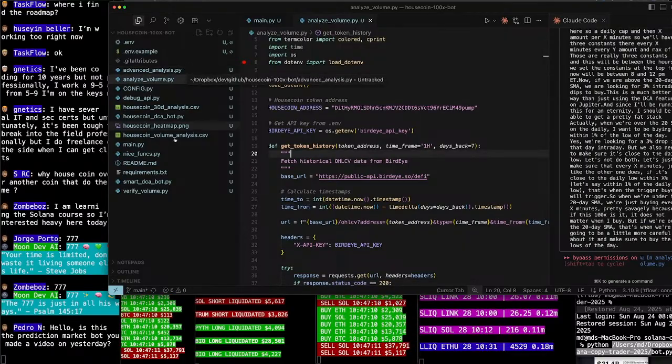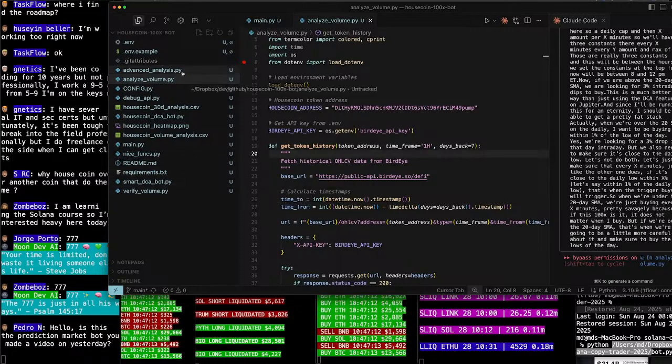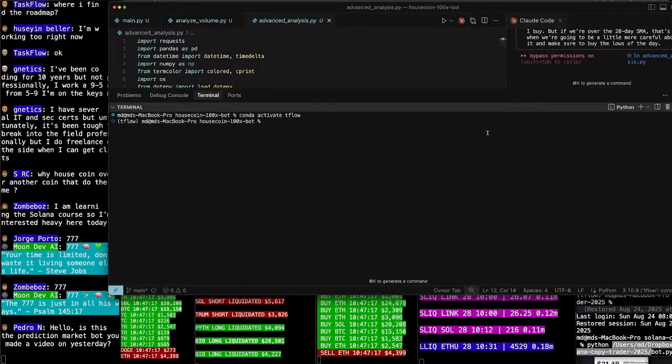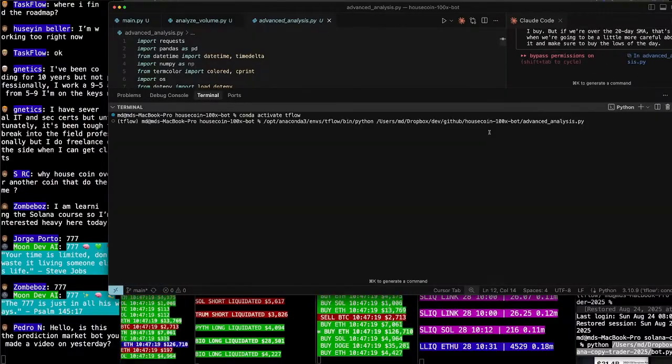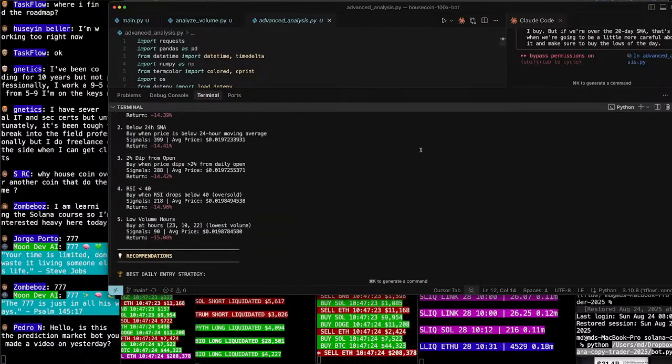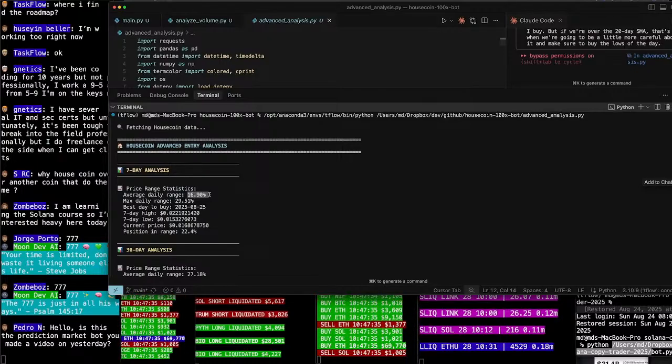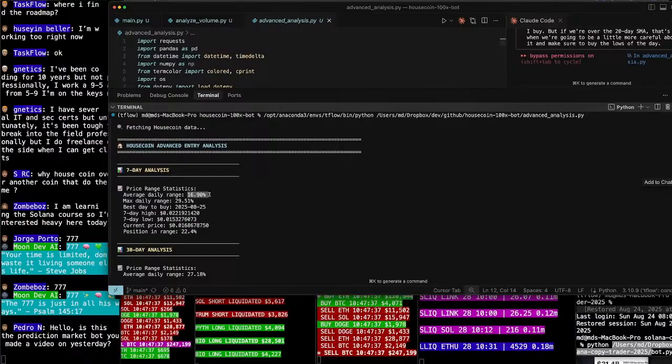Advanced analysis, smart DCA, verify volume. Okay, let's go ahead and look through this one because I have a master prompt now. Fetching Housecoin data. Okay, 7-day analysis, average range 16%. So I want to get on that lower side of the range. Max daily range 29%. That's a big range, dude. Best day to buy was 825, 7-day high. Okay, yada, yada.